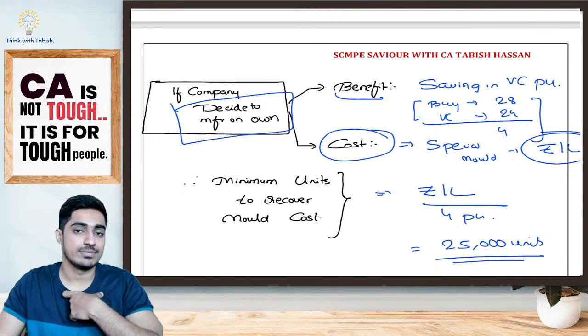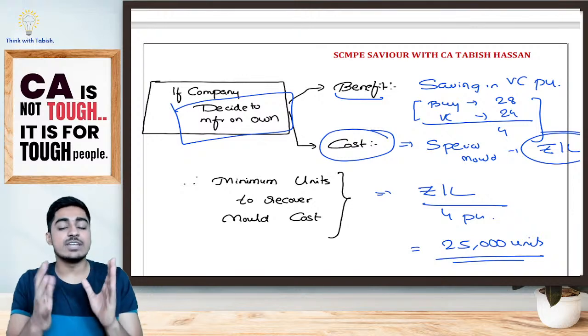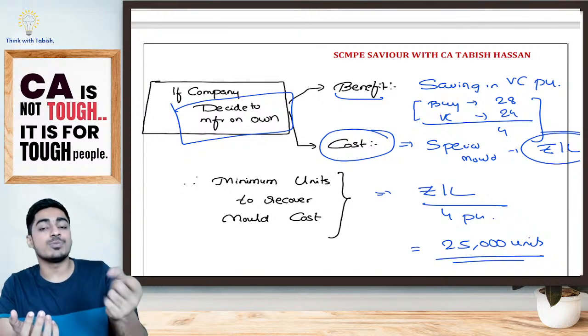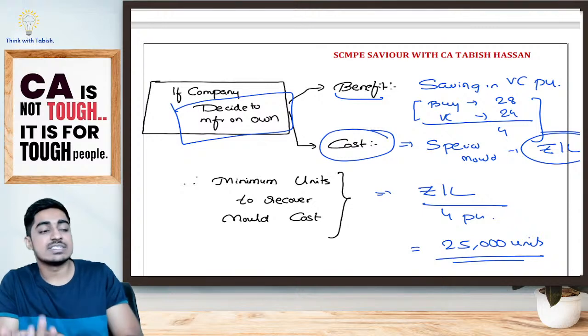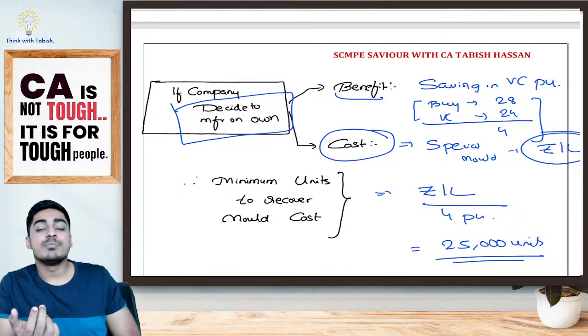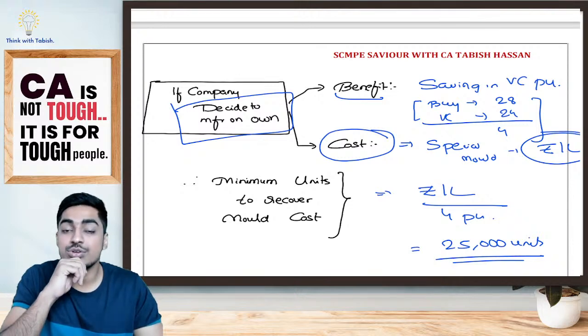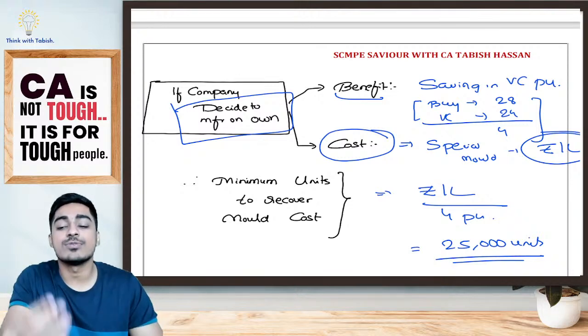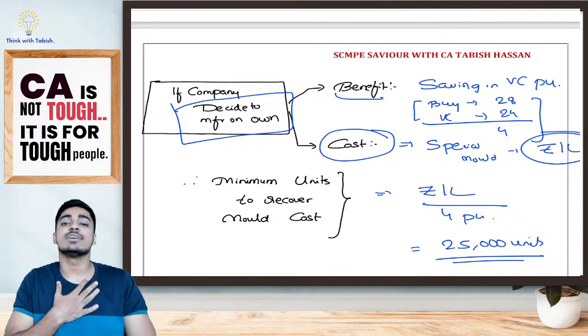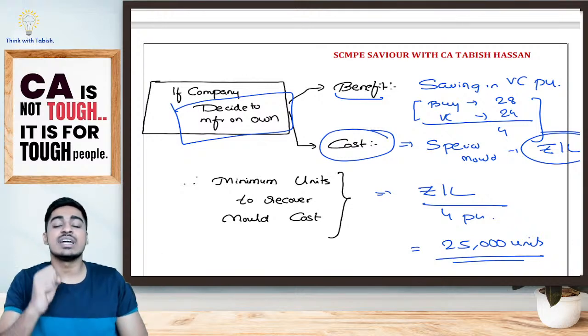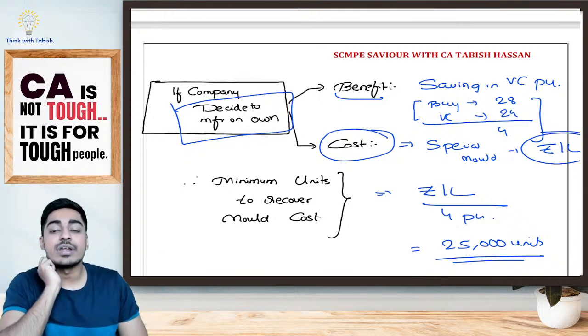If I am selling at least 25,000 units, then it makes sense to manufacture on my own. If I manufacture 25,000 units or more, from every unit I save 4 rupees, total 1 lakh saved, and from this I will pay for the special mold. But if I am producing only 10,000 units, 10,000 into 4, only 40,000 I will be saving, while I have to pay 1 lakh rupees of special mold cost. Then it is not required. I will give it to the subcontractor only.